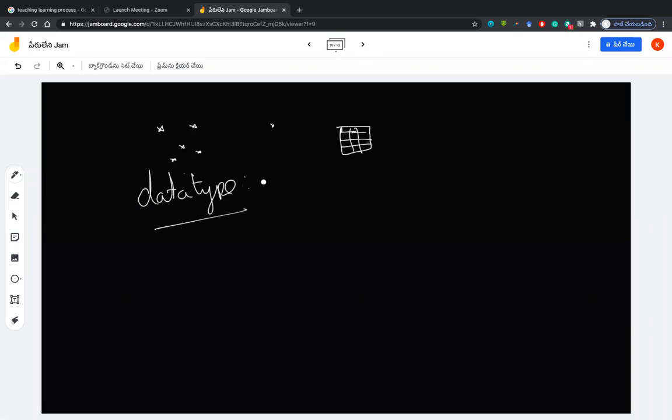Can anybody tell me what could be this data type? In what format are you giving the data? That's fine, that is one answer. Another answer: it decides how much space we can give to a particular variable. Well, the first answer is in what format the data can be given.